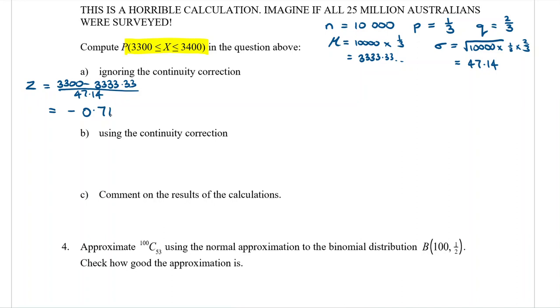Okay, so do the same. All you have to do is change the 3,300 to 3,400 to get the other z-score that we need. And we'll be looking for a probability of our z-scores between negative 0.71 and 1.41. Okay, so not so symmetrical on my bell curve. How can we find that?